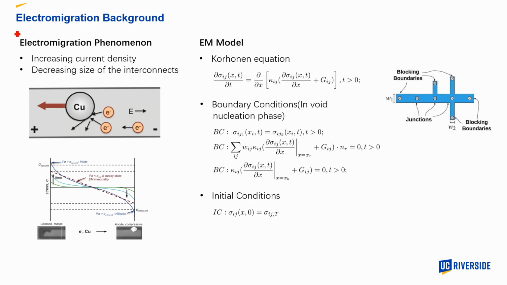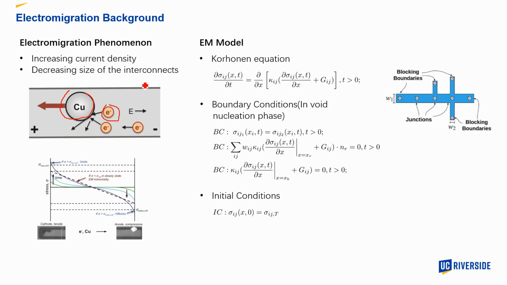So the electromigration, which is also known as EM, is a physical phenomenon of the migration of metal atoms along the direction of the applied electrical field due to the momentum exchange between atoms and the conducting electrons. With the development of VLSI circuits, the current density increases and the size of the interconnects decreases rapidly, which leads to serious reliability problems induced by electromigration.